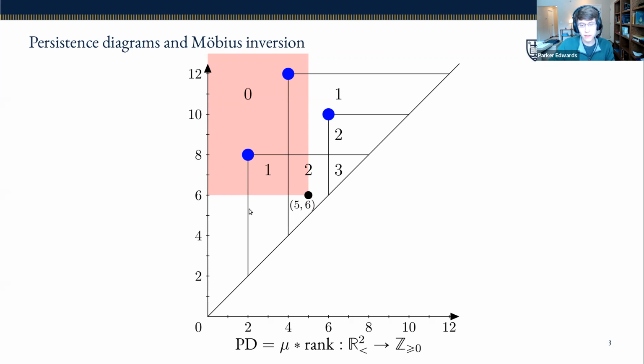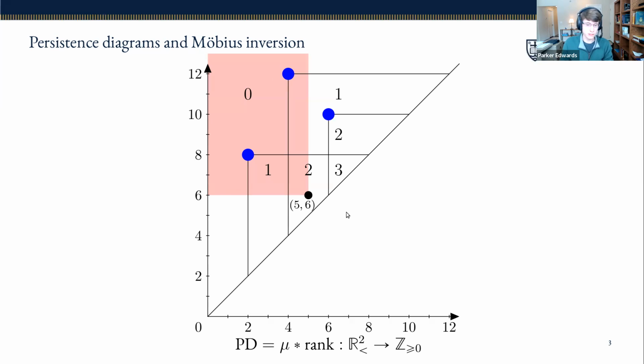today, let me just say that the property that characterizes the persistence diagram here is just that the persistence diagram is the function, again on the upper half plane, where if I want to know the value of the rank function at 5, 6, then I sum up the persistence diagram values. So these blue disks indicate a value of 1. So I get 1 plus 1 equals 2. Okay, so far so good.